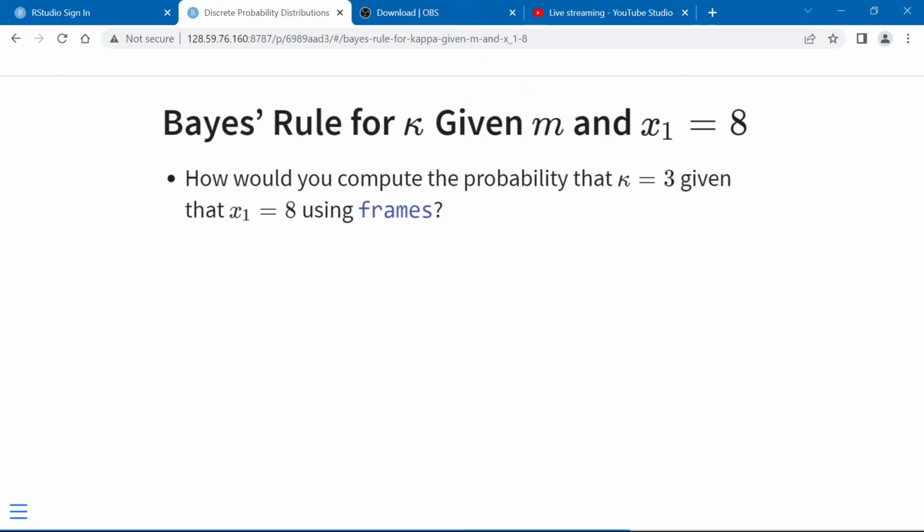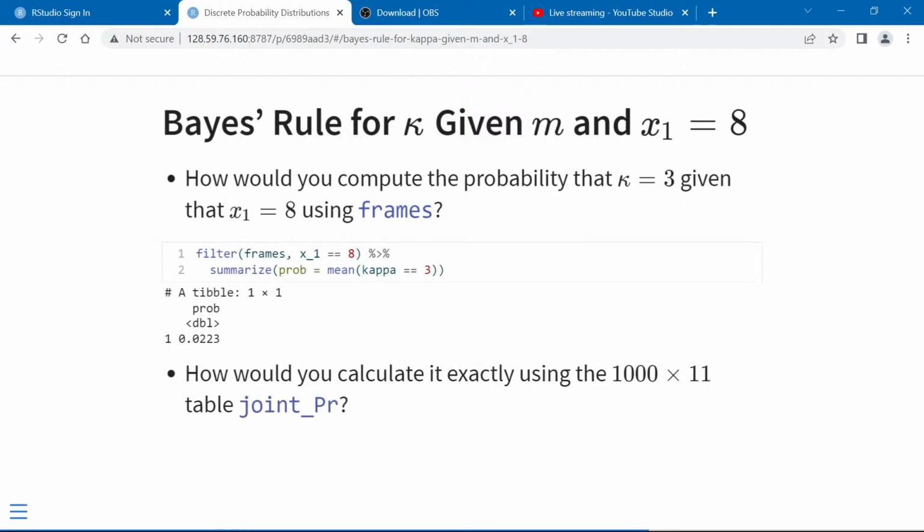So we filter frames on x1 equal to 8, and then count what portion of those have kappa equal to 3. Yes. I like it. Filter or group by imply conditioning. And then within that condition, what's the proportion of times something holds that's true or false? That gives us a probability. If we wanted conditional expectation, we'd filter on 8 and then take the average over kappa. All right?